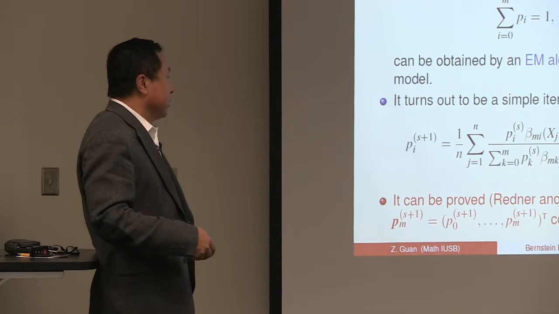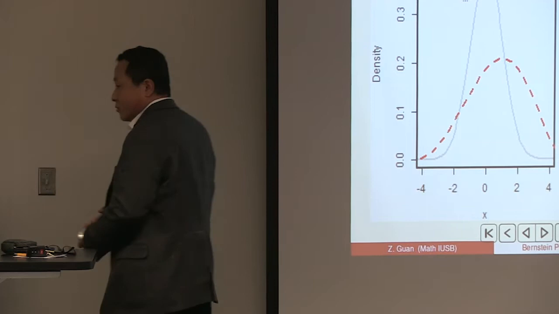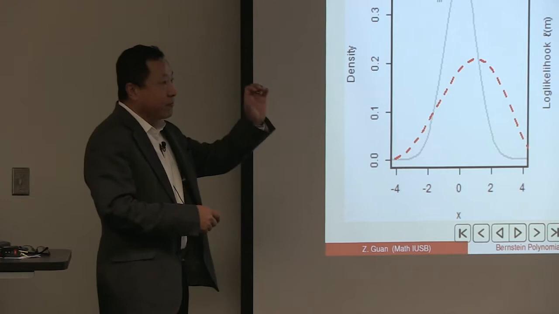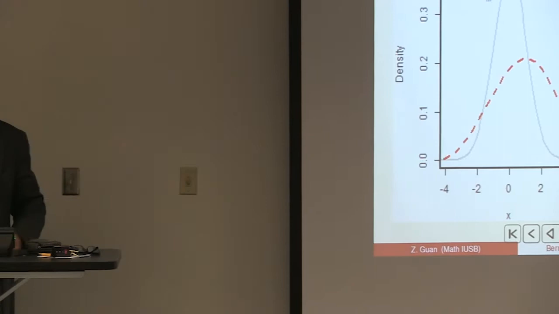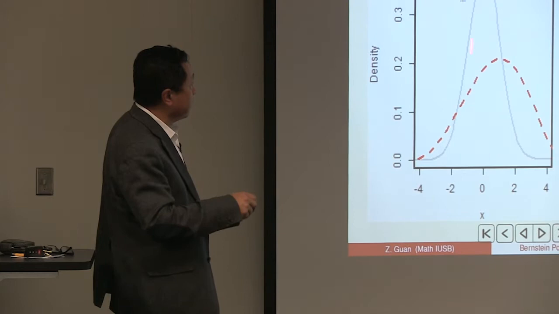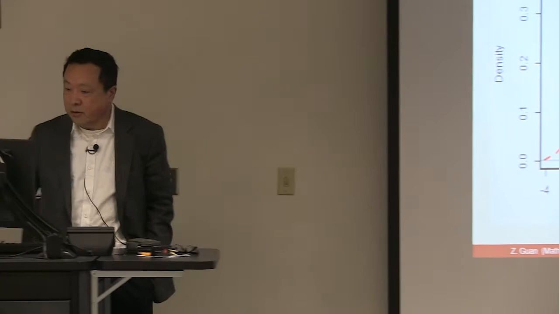Here I want to show you how to choose the optimal degree M. I calculate the maximum likelihood estimate for different degrees M. I start from 2, 3, 4, 5, 6, but I will skip some values. This picture shows M equals 5, that is, we use a degree 5 polynomial. The green line is the true density, and the estimate is clearly not good. But the likelihood is here.